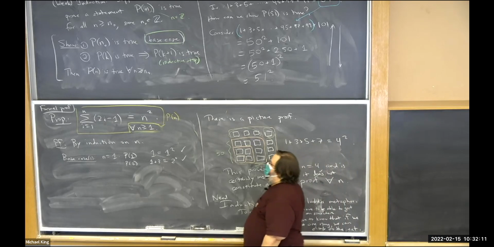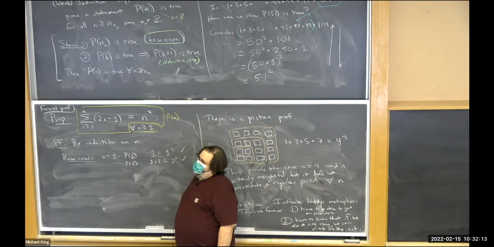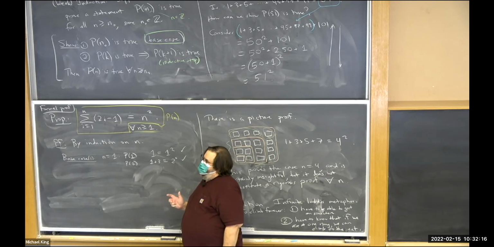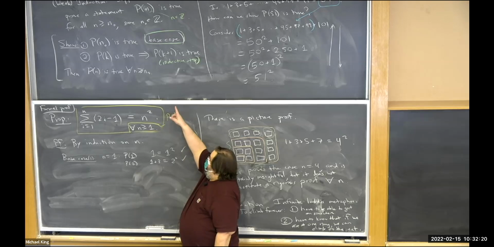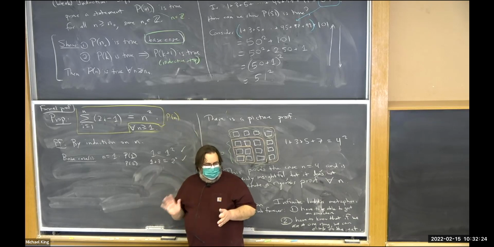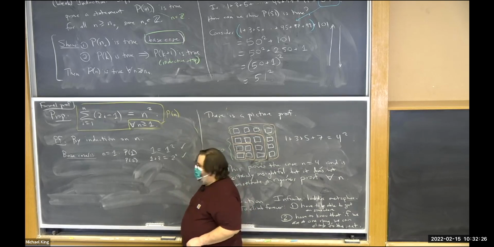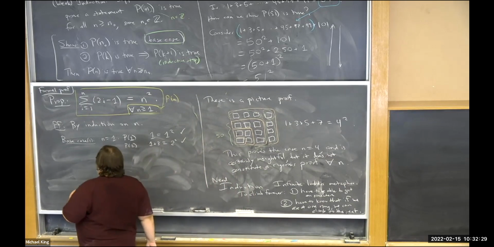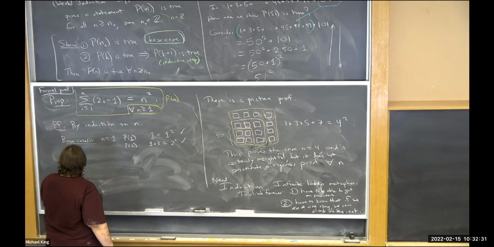I'll show you a proof where the base case breaks down, but I'll also show you a proof where the implication breaks down, the inductive step breaks down for going from 1 to 2 or from 2 to 3 or something. So for small cases, you have to be careful. It can be good to check some things. Okay, so inductive step.